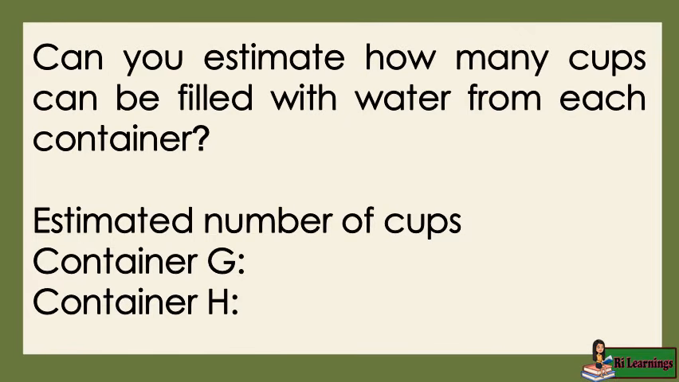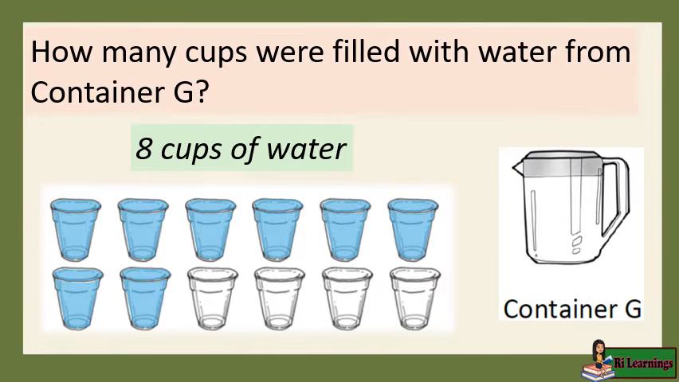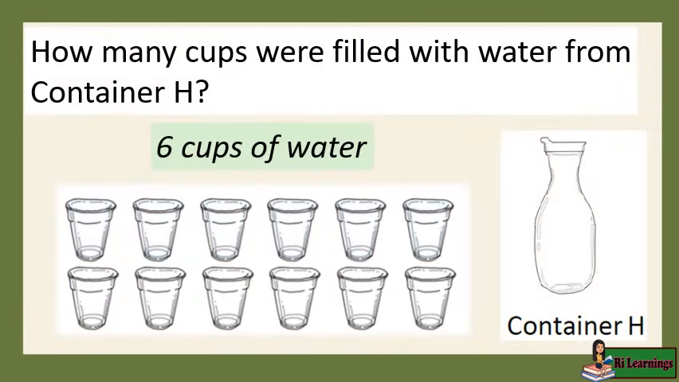Can you estimate how many cups can be filled with water from each container? Estimated number of cups. Container G. Container H. How many cups were filled with water from container G? 8 cups of water. How many cups were filled with water from container H? 6 cups of water.